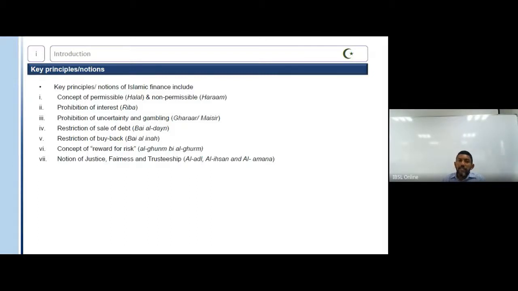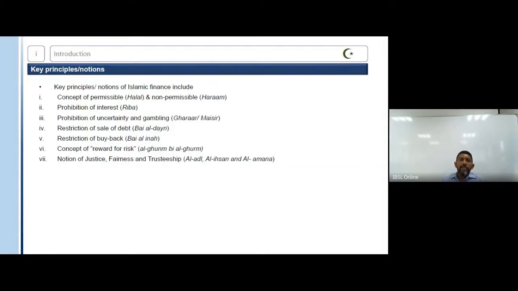So prohibition of uncertainty means to avoid vagueness and lack of clarity in contracts. The implication of that principle is that certain contracts in banking, such as forward transactions and derivatives, are not acceptable from an Islamic finance point of view. So we have implications for treasury transactions and for trade transactions under the principle of uncertainty, in conventional banking.